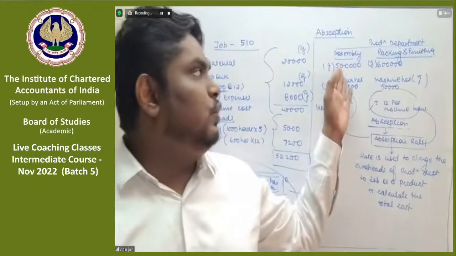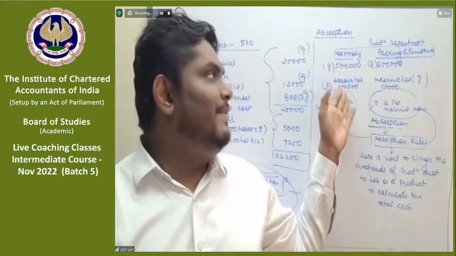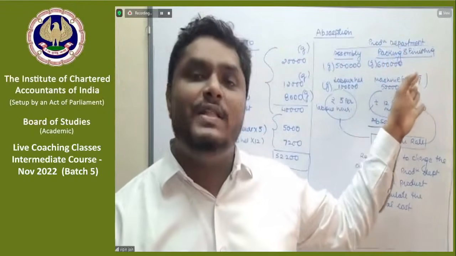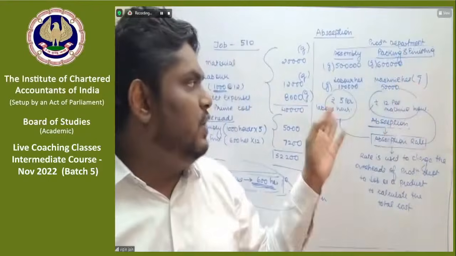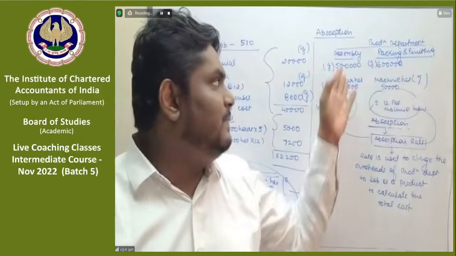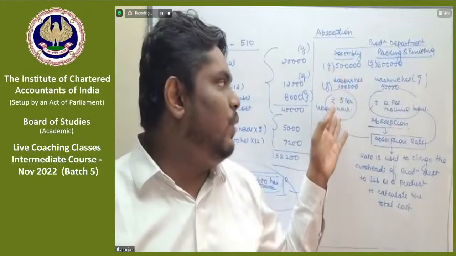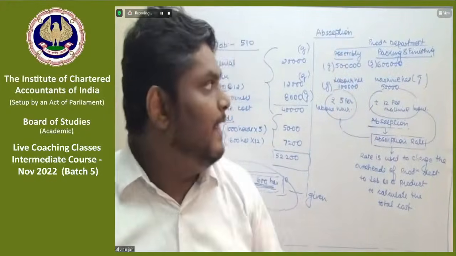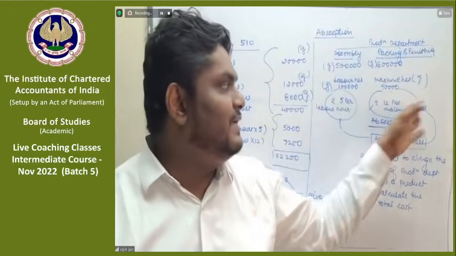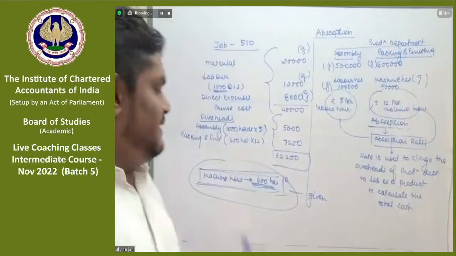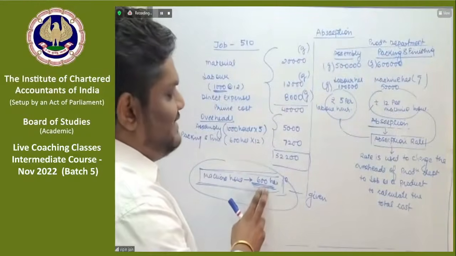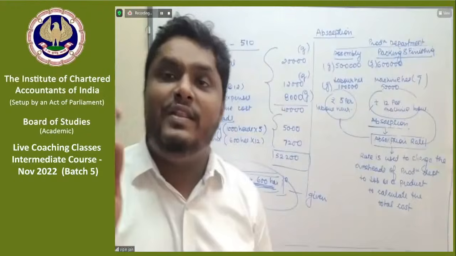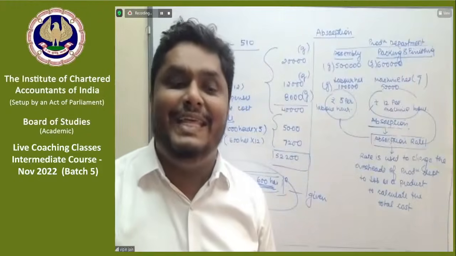I repeat again, the total overheads are given, the total labor hours are given, the packing and finishing overheads of 6 lakh are given, and the 50,000 machine hours are also given in the question. So we have calculated the absorption rate by dividing 5 lakh by 1 lakh, that is rupees 5 per hour, and 6 lakh divided by 50,000, that is rupees 12 per machine hour. This information is also given in the question, that is 600 hours we actually worked for this job number 510.